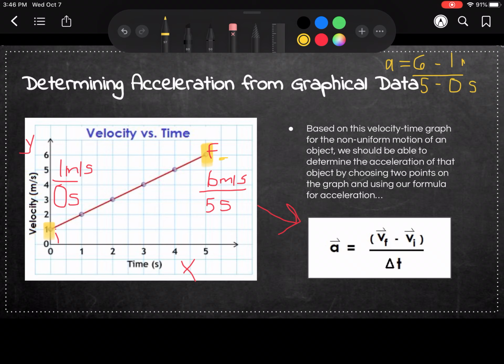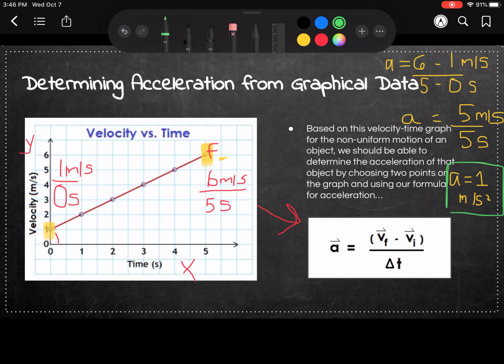So that's seconds, and that's meters per second. If we do that division, so I'm going to take 6 minus 1, gives me 5 on the top, and that's meters per second. And then on the bottom, 5 minus 0 gives us 5, and that's seconds. So our acceleration is 1 meter per second squared. So that's how we would find that out.